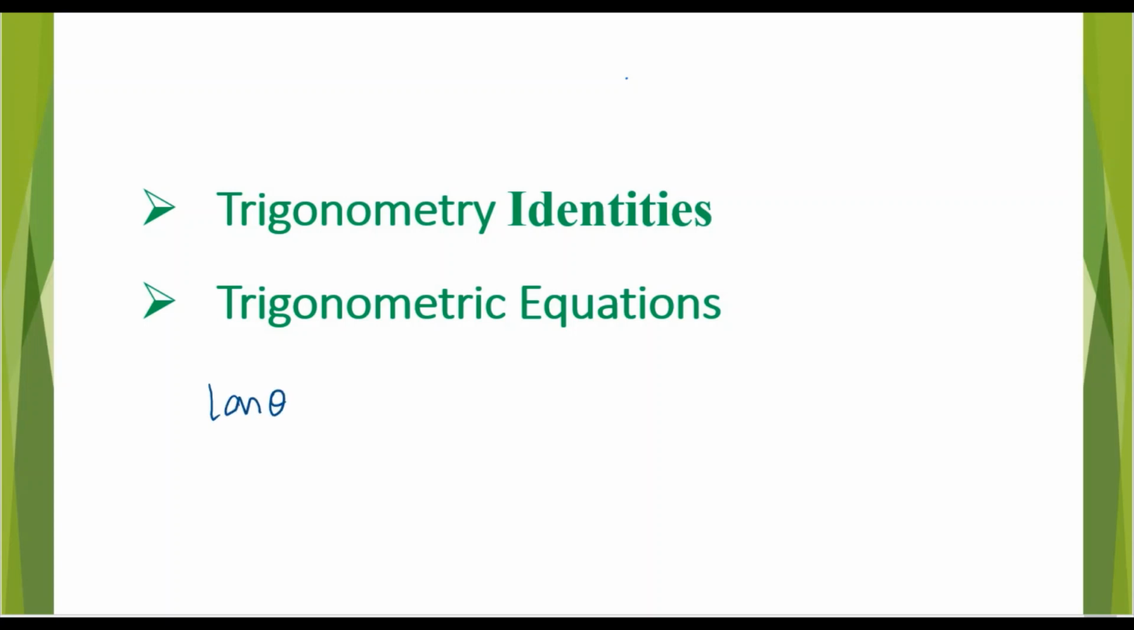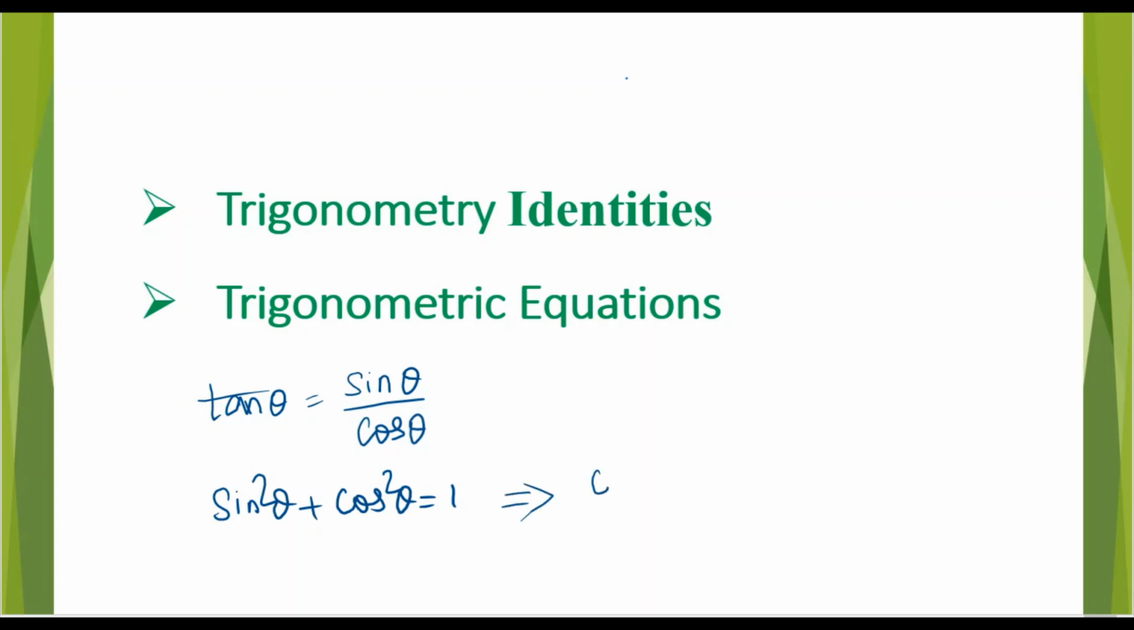So tan theta is equal to sine theta divided by cos theta. So this is one identity. Next is sine square theta plus cos square theta is equal to 1. Okay. From this we will get the cos square value. Cos square theta is 1 minus sine square theta, or we can write sine square theta equal to 1 minus cos square theta.